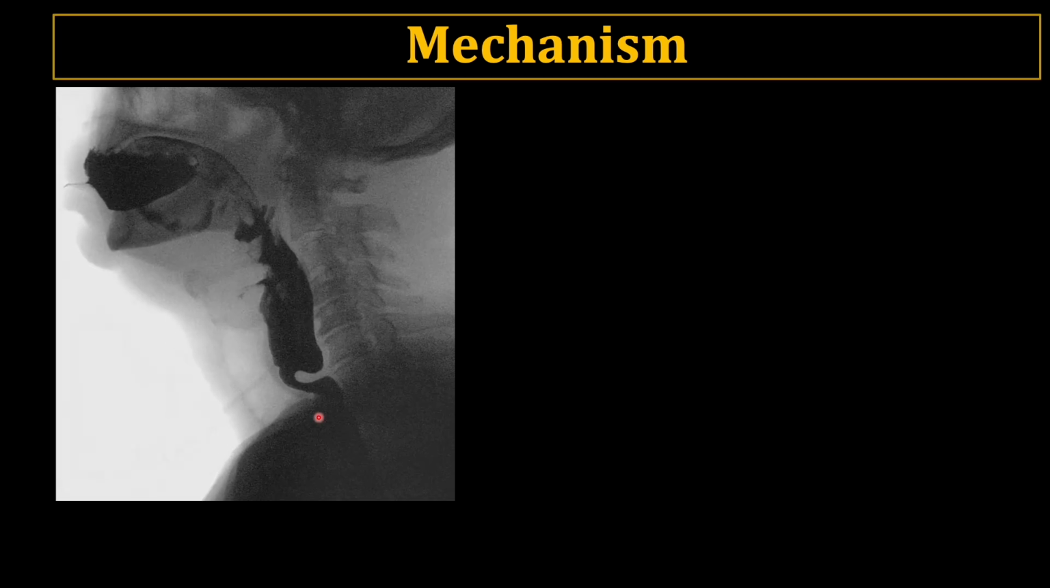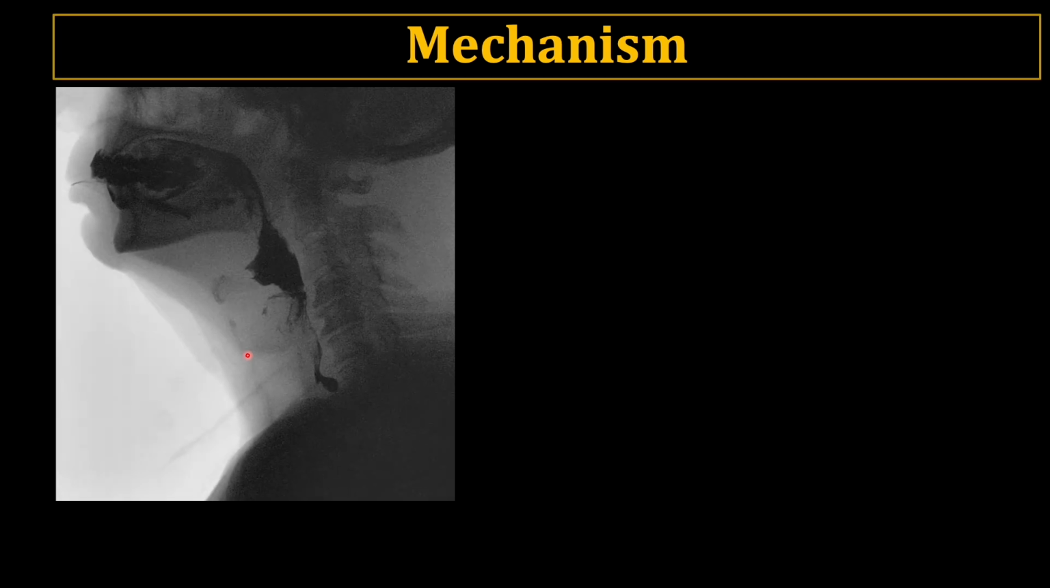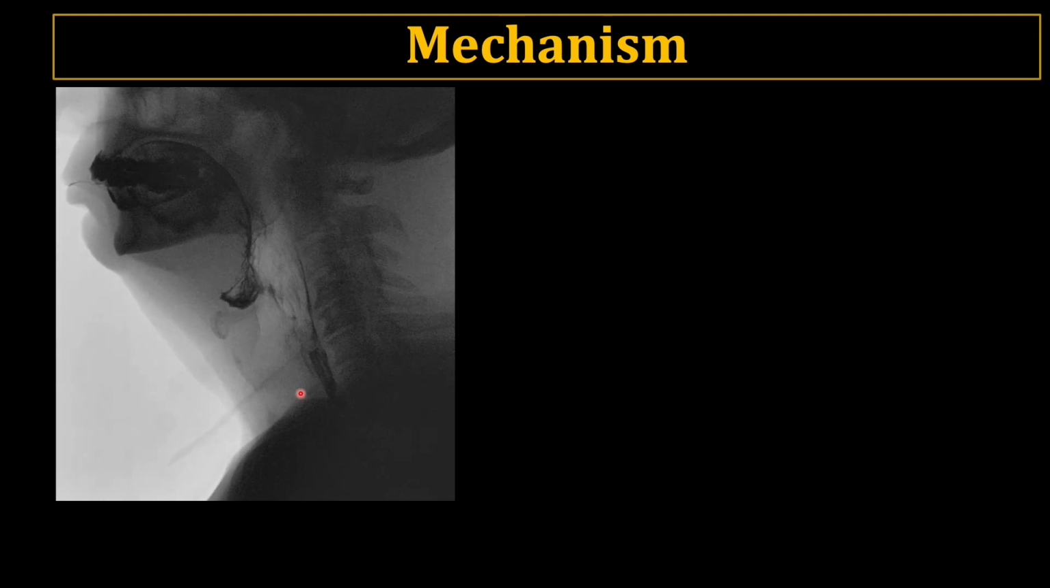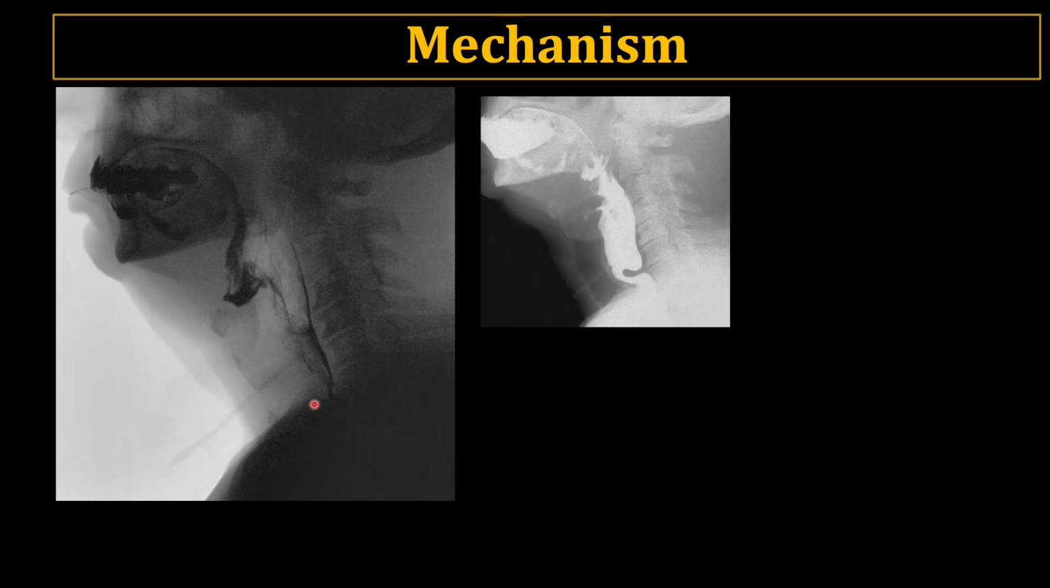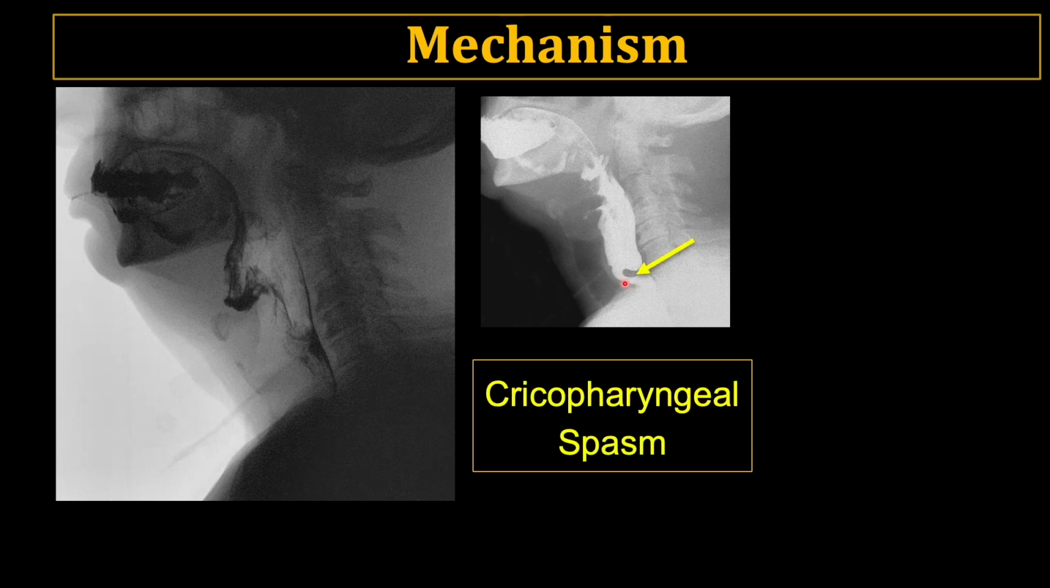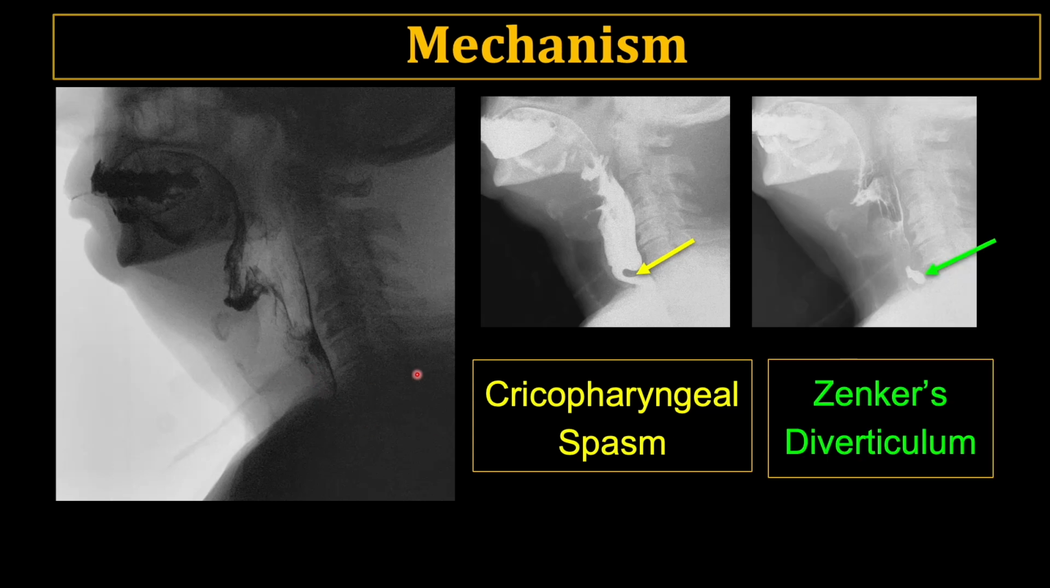Now understand this with a case example. This is a video fluoroscopic examination of a patient with oropharyngeal dysphagia. In this, we can observe that there is a prominent cricopharyngeus muscle. This is known as cricopharyngeal spasm, and there is a tiny diverticulum arising from the posterior pharyngeal wall. This is the Zenker's diverticulum. This Zenker's diverticulum arises in association with cricopharyngeal spasm.